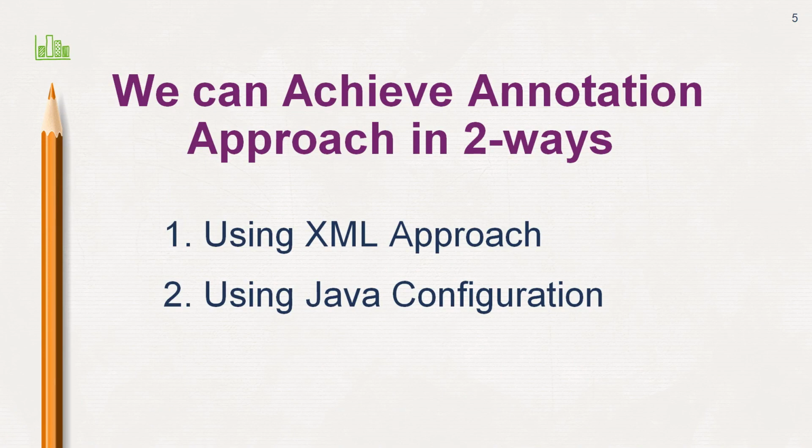In the previous video, we discussed annotation approach related annotations and ways to implement annotation approach based applications. In this video, we can see both the XML and Java configurations to achieve annotation approach based applications. We just need to add one tag in the XML file, that is context:component-scan base-package equal to some package in the XML file.